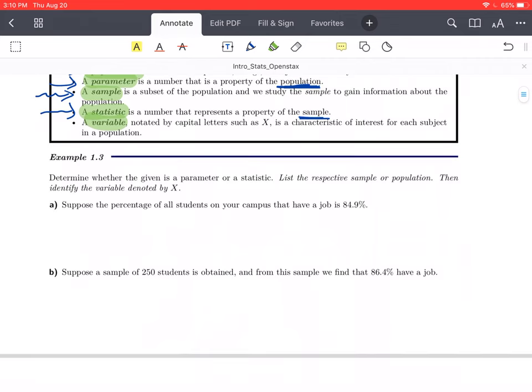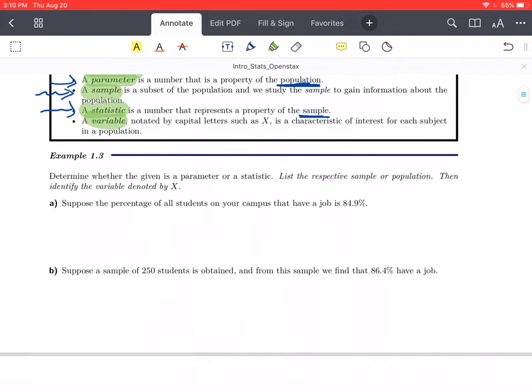So in this example, determine whether the given is a parameter or a statistic. List the respective sample or population, then identify the variable denoted by X. Suppose the percentage of all students on your campus that have a job is 84.9%. The first question: is this involving a population or a sample? Obviously you can't talk back to me right now, but I do want you to think about it. Think about what your answer would be and why. And then, of course, I tell you the answer and make sure that it lines up with what you're thinking.